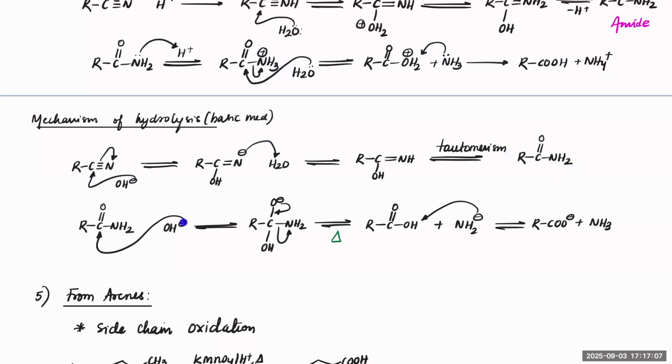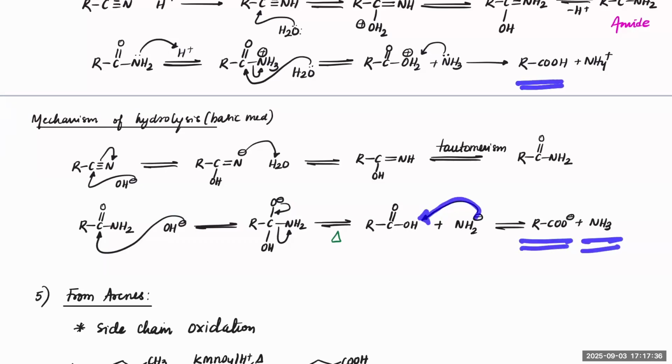Then OH minus will attack on carbon, so you will get this as O minus here. And this O minus, as it pushes towards double bond, NH2 minus is going to come out. But NH2 minus is a very, very poor leaving group. That's why heat is essential in the second case. So when it comes to basic medium, heat should be facilitated so that NH2 minus can come out. And this NH2 minus will take H plus from here and becomes carboxylate and ammonia.